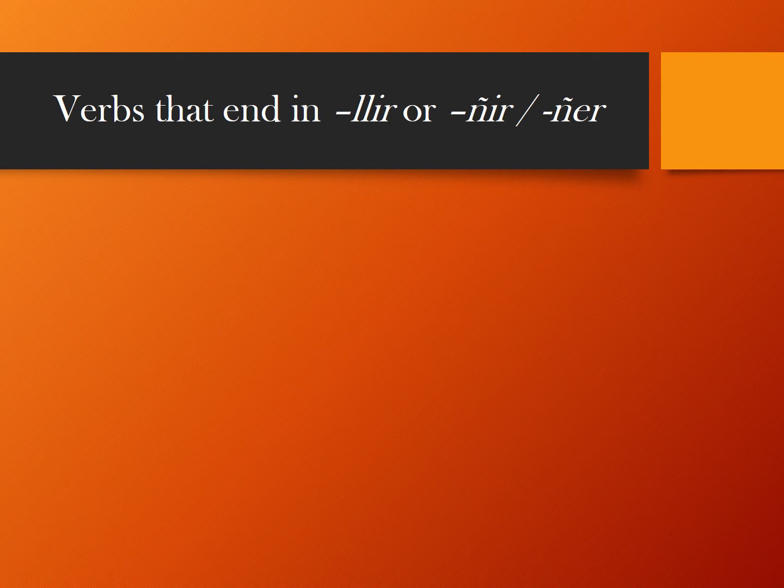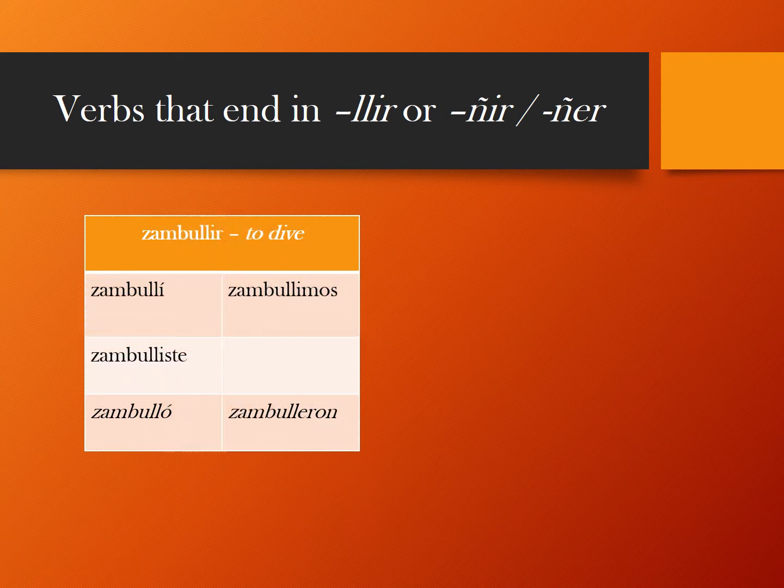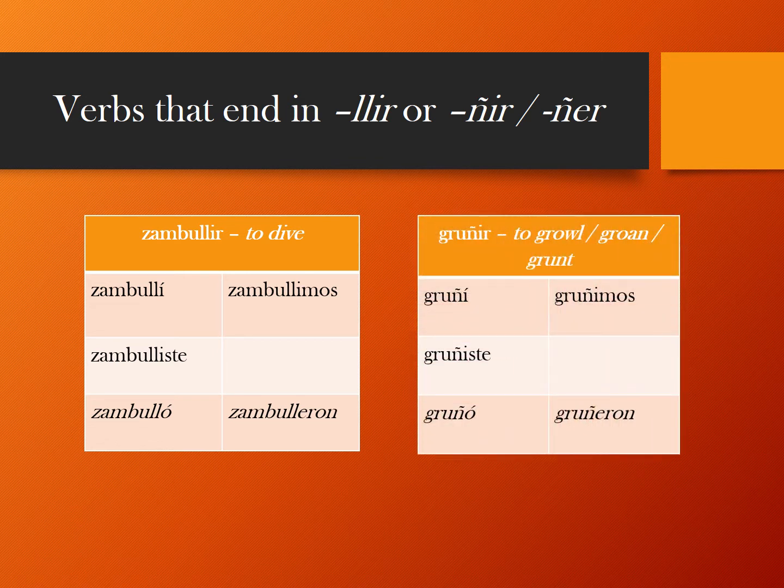If a verb ends in -llir or -ñir, then this happens. Starts out normal, zambullí, zambulliste, but then zambulló, zambullimos, but then zambulleron. The two at the bottom don't have I's, so the normal IR ending would be -ió with an accent, zambulló, but that I sound is built into the double L, zambulleron. And it's also built into the ñ. So you've got gruñí, gruñiste, but gruñó doesn't have an I. Gruñimos, gruñeron doesn't have an I. Bien.